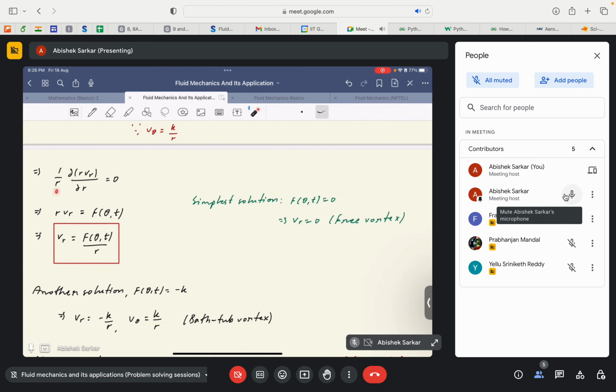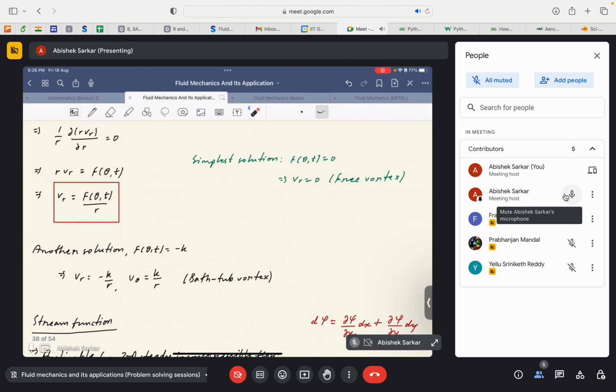If the r goes to the numerator, it will become 0, obviously for finite values. So this term gives us that r v r would be a function of theta and t. We could also consider z, but not here, because this is a 2D velocity field, and obviously it can be a function of time. As I said, it is not necessary that the flow is steady for this equation to be valid. If the flow is incompressible, this is the mass conservation equation. So we are left with v r equal to f of theta and t by r. This is our radial velocity component.